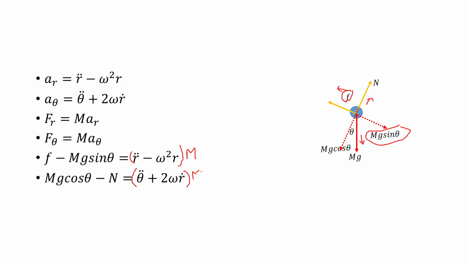Now we have to find out these unknown forces like F and N, and we also have to find out this r double dot. R double dot is in fact the second differentiation of the position vector with respect to time. It is r double dot is d2x by dt square, where x is the radial distance from the center of the rod. Similarly, r dot is dx by dt.